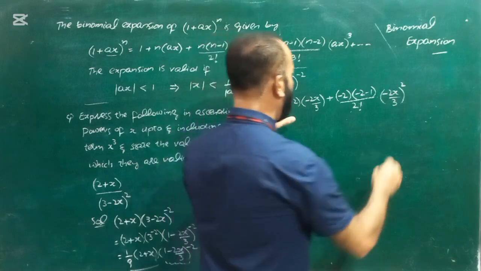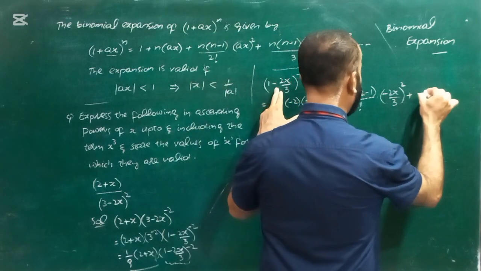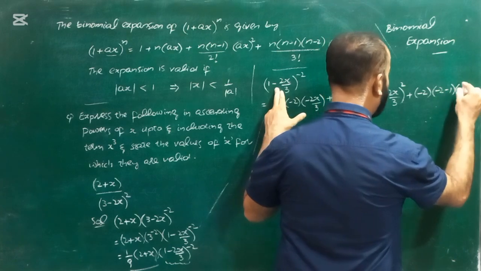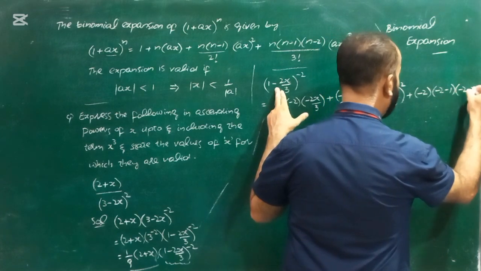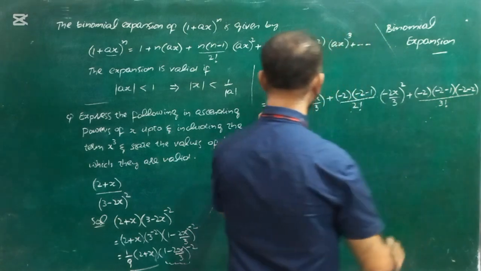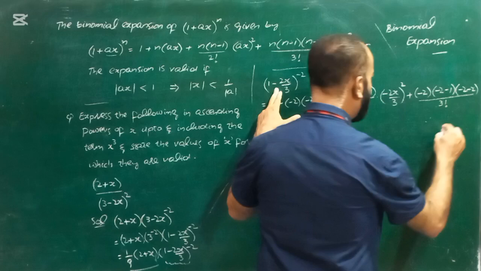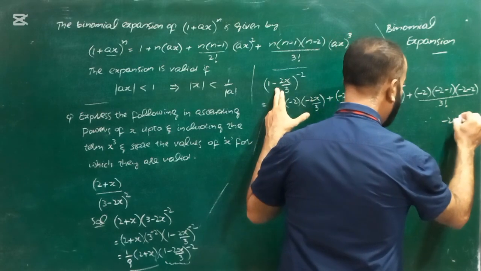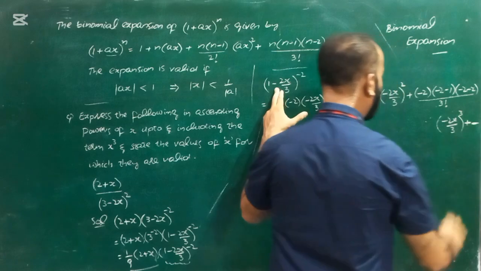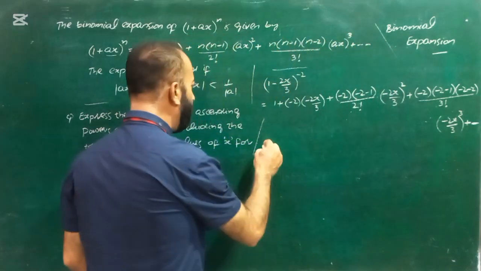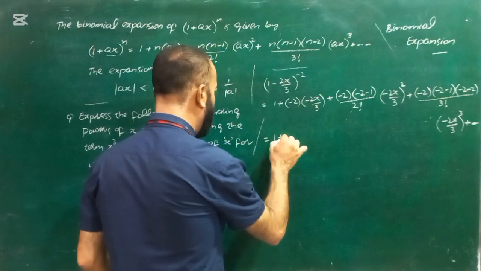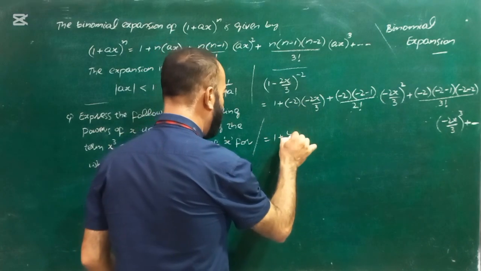Okay, then minus 2 into minus 2 minus 1 into minus 2 minus 2 over 3 factorial into minus 2x over 3 cube, and so on. Okay, simplifying it, it will become 1 plus 4x over 3.